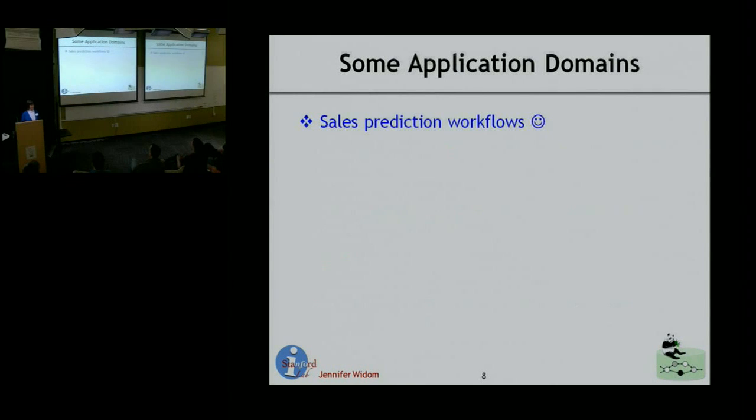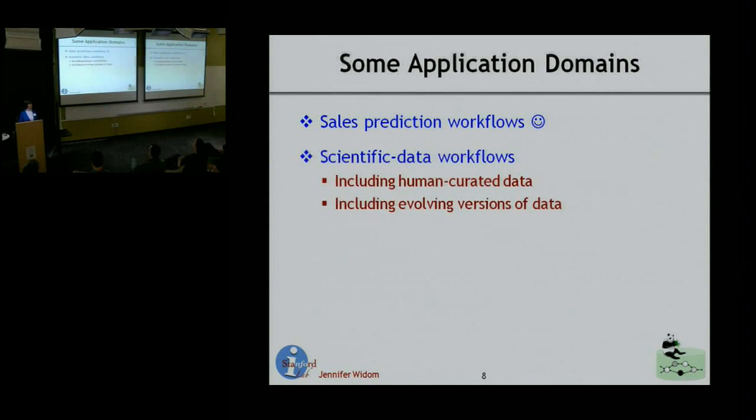Application domains, well, sales prediction workflows, but again, that was a toy example. I think scientific data workflows are one of the original drivers for provenance. Scientists recognized decades ago that they needed provenance. They do a lot of gathering of raw data and then a lot of processing on it, layers and layers of processing. They look at the outcome. It doesn't look right. They need to find out what happened, where the source of that was. And that also includes, by the way, human-curated data.